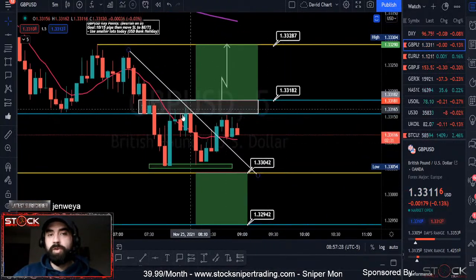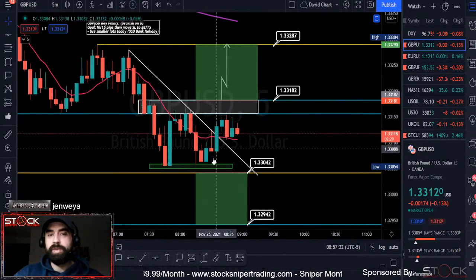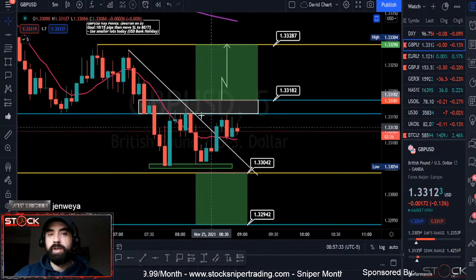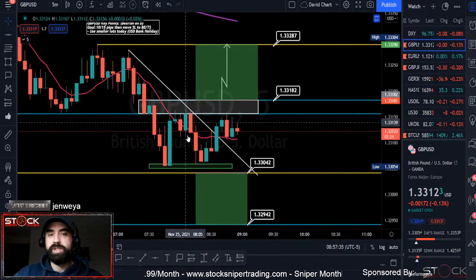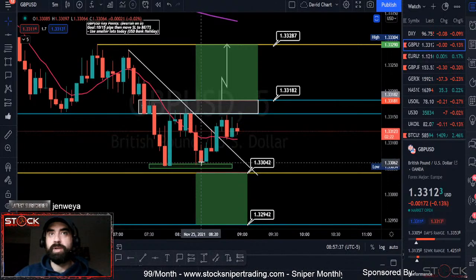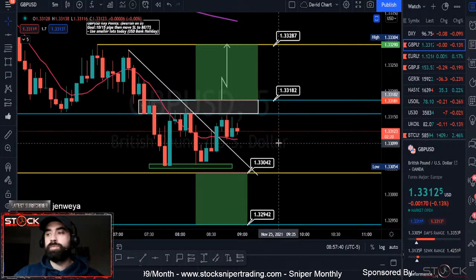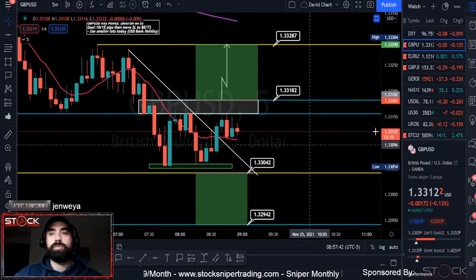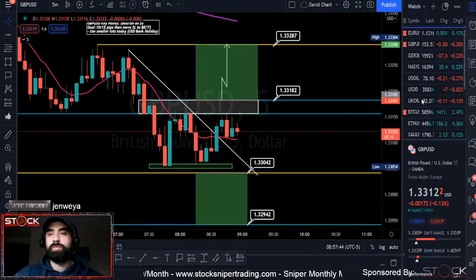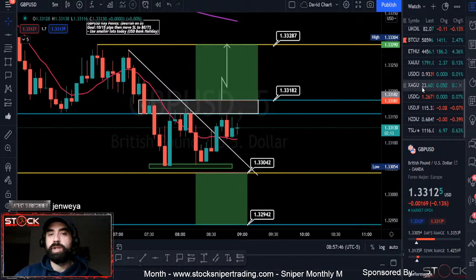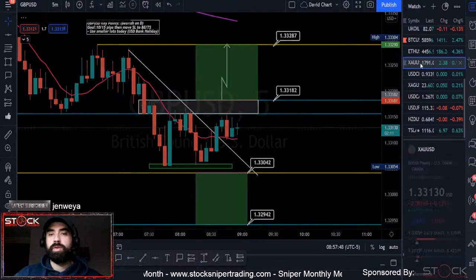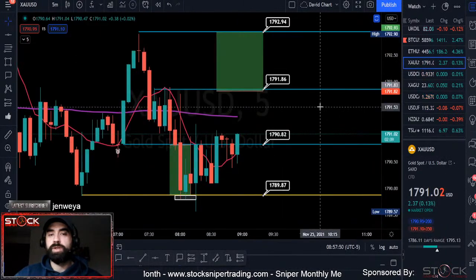Remember, if this starts to form a top here and a lower top, this will be the neckline down here. Right now we have a neckline break in this area, but this can also become a neckline as well. And then we'll check out our gold. So there's gold, guys.